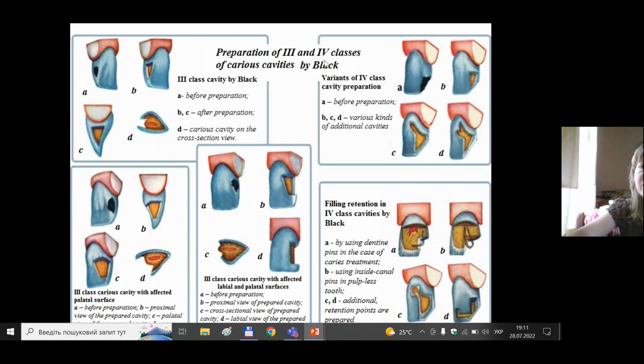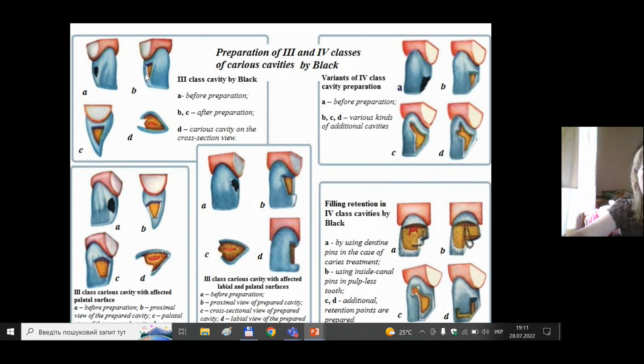Preparation of third and fourth classes by Black. It is a cavity that is localized on the proximal surfaces of anterior teeth. Here we have the tooth decay, here we have a caries cavity shaped in the form of a triangle. So the general shape of third class cavities is a triangle.